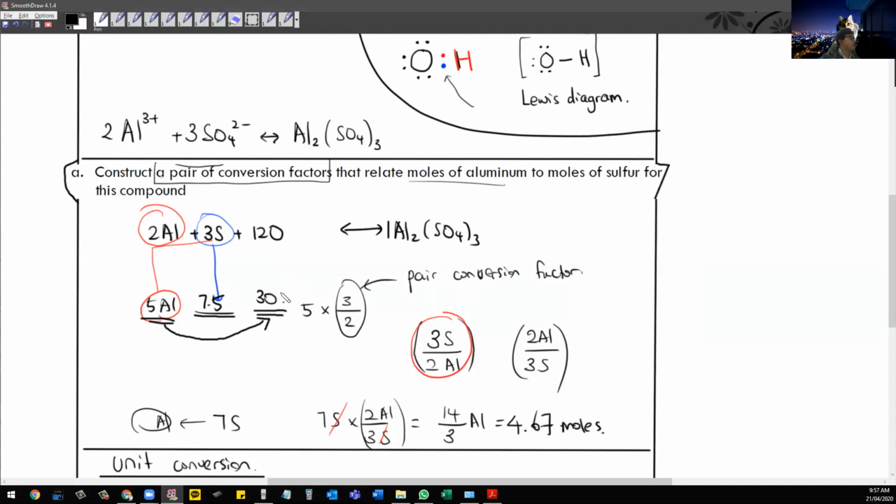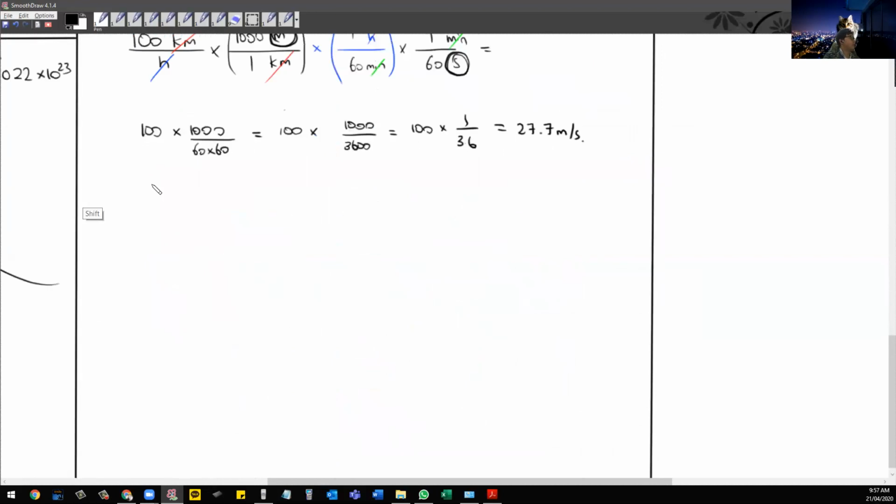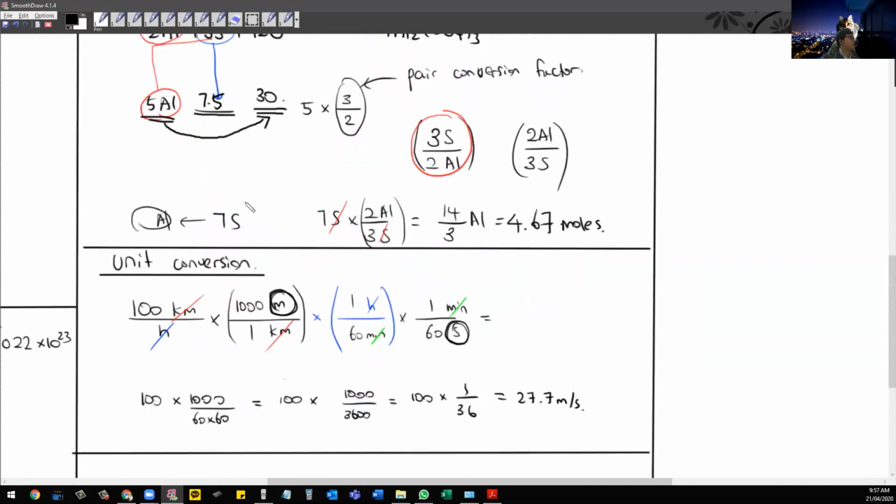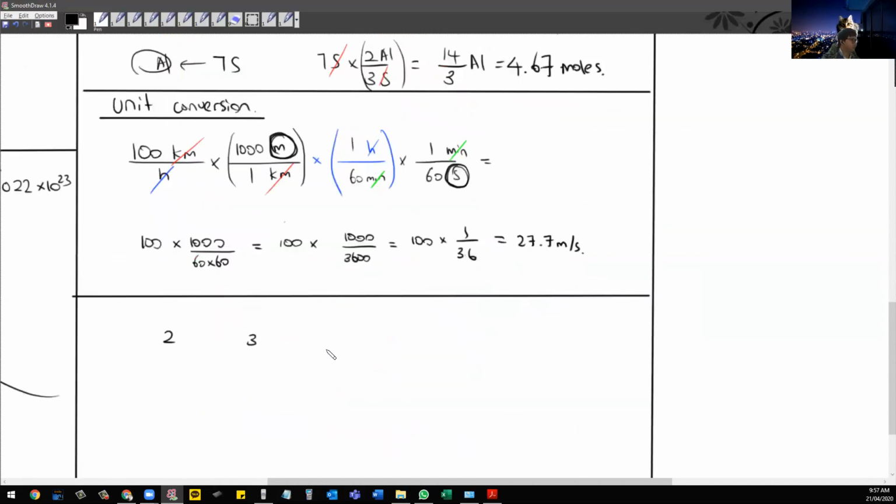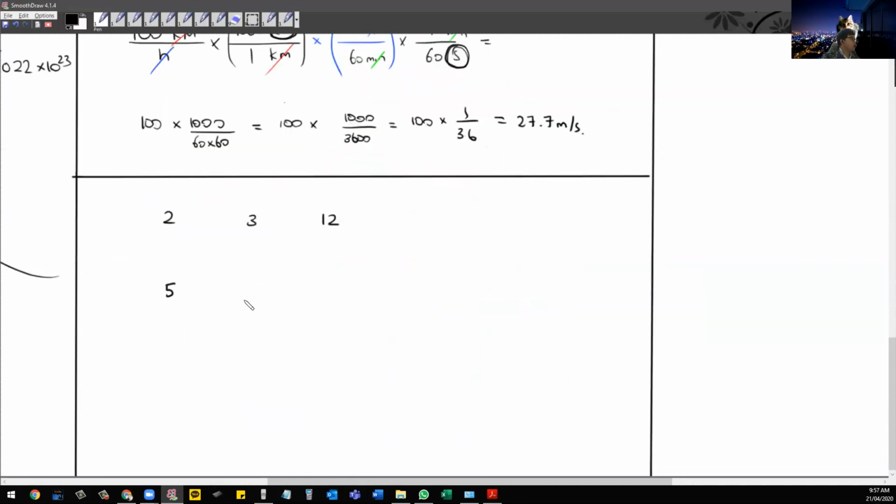So there are pretty much 3 techniques, 3 ways of viewing it. If you have 2, 3, 12 and then you have 5, and you want to figure out this and this, one way of doing it is divide and then times. Which means 5 divided by 2 times by 3, and 5 divided by 2 times by 12, right? So that's the technique.